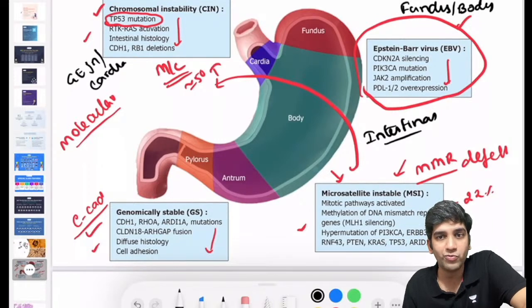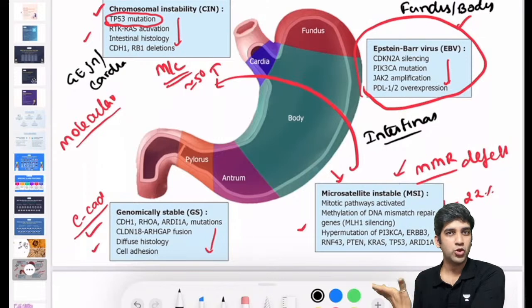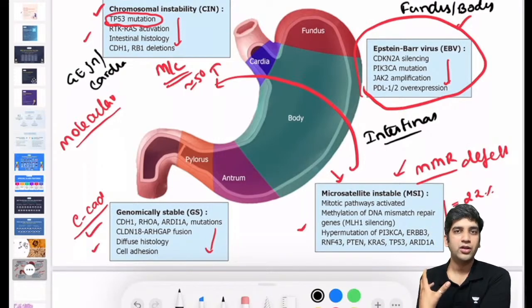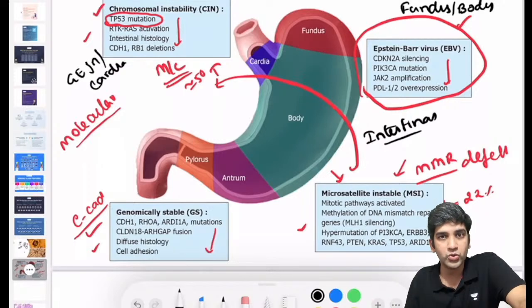Again, the only goal of molecular classification, whatever it is, if I'm going to classify the molecular classification of breast cancer, my goal is prognosis. I'm going to target the therapy and I'm trying to see whether any targeted drug is available for me to treat the patient, right? Here also you have multiple mutations. Here JAK2 has a targeted mutation, you know that. PDL1 has a targeted therapy, you know that, right?